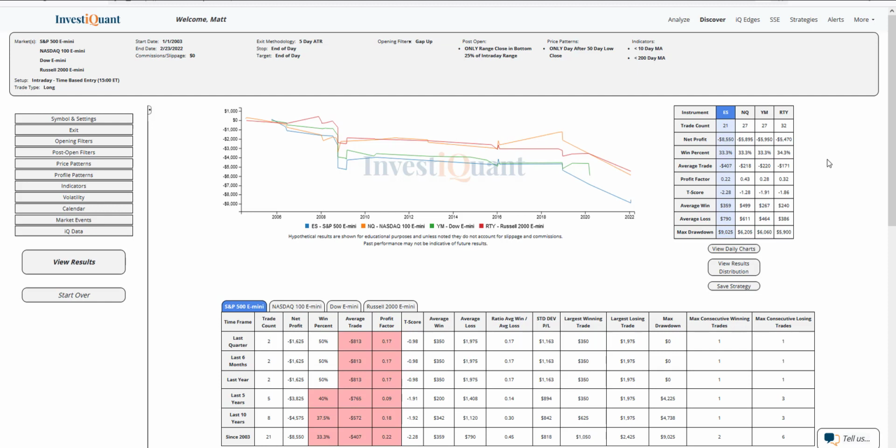So not only are the moves to the downside larger, the moves to the downside happen more often than not. So historically speaking, this has been more of a bearish pattern going into the close, assuming that this is true at 3 o'clock. You'll have to confirm this information at 3 o'clock.